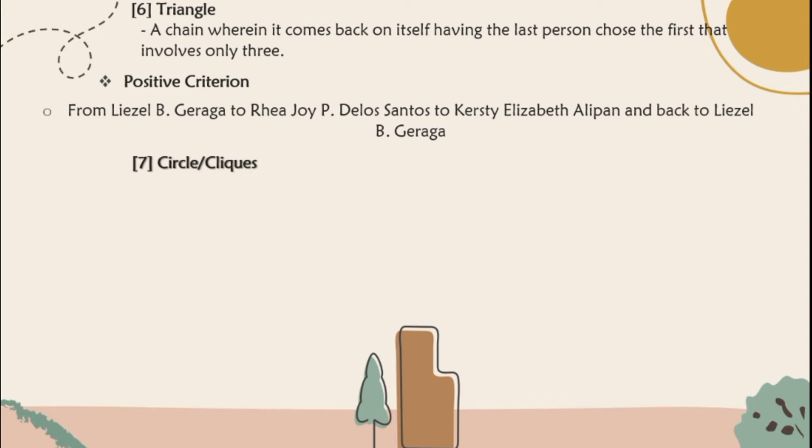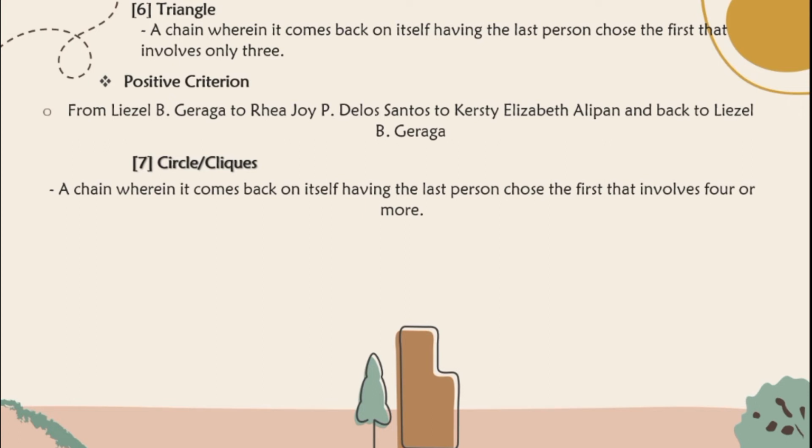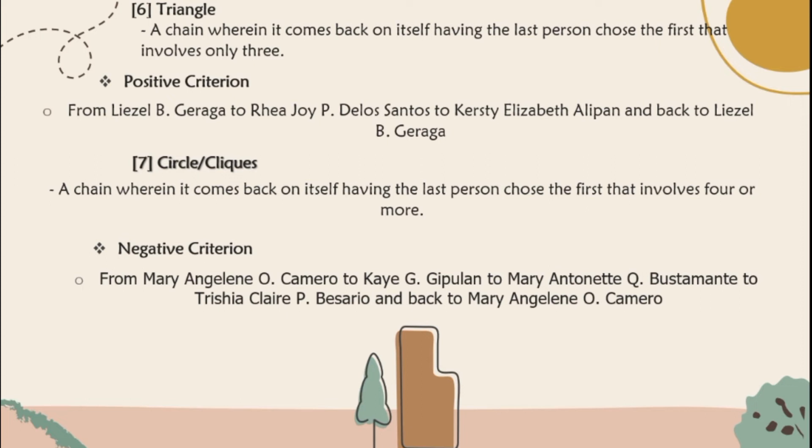Circle or cliques. A chain wherein it comes back on itself, having the last person choose the first, that involves four or more. Negative criterion. From Mary Angeline O. Camero to K.G. Hipulan to Mary Antoinette Q. Bustamante to Tricia Claire P. Bisario and back to Mary Angeline O. Camero.